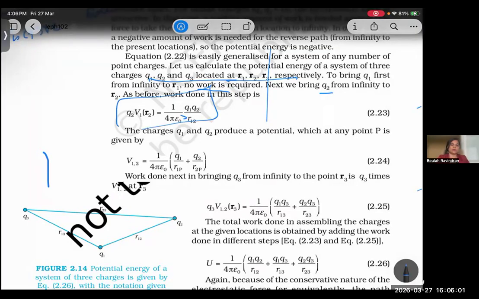Then the charges Q1, Q2 produce a potential. Potential is the work done in moving charges from one point to another point. That is the potential. So that you know.